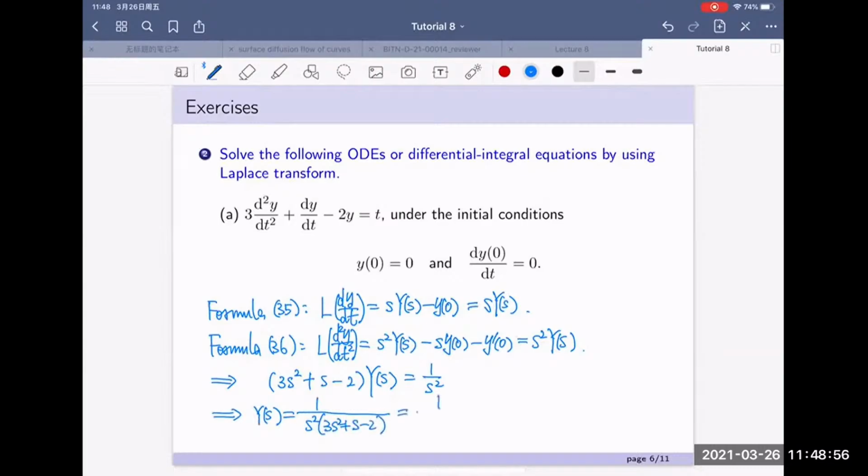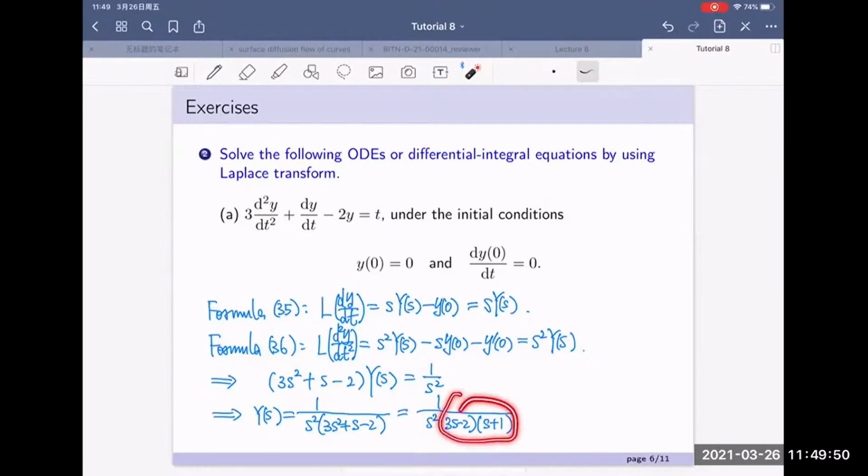You solve that capital Y is 1 over s squared times this. This can actually be further factorized. It can be factorized as 3s minus 2 times s plus 1. You see that there are three factors. So let's temporarily not omit this part, 1 over s squared, because we have a formula. If you divide by s squared in the Laplace transform, when you take the inverse Laplace transform, you only need to compute two integrals. So let's only focus on this part.